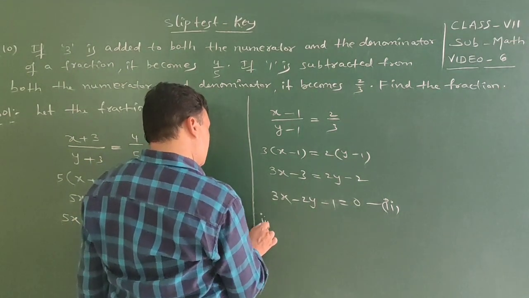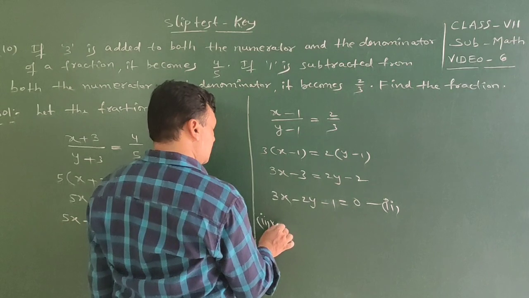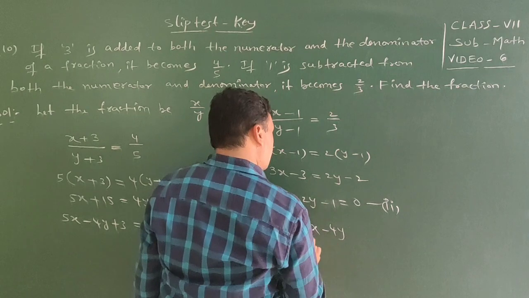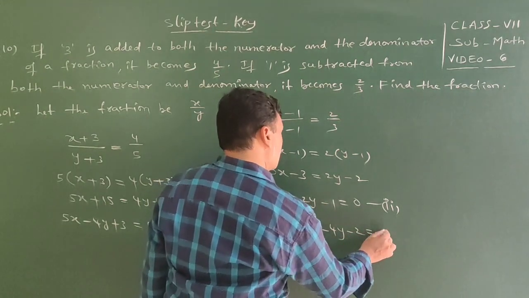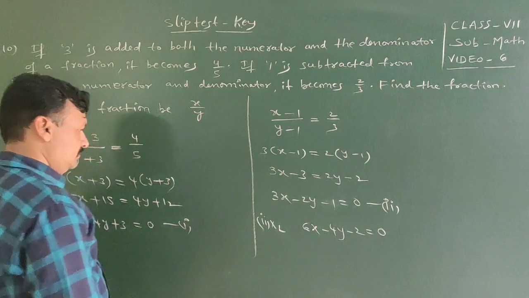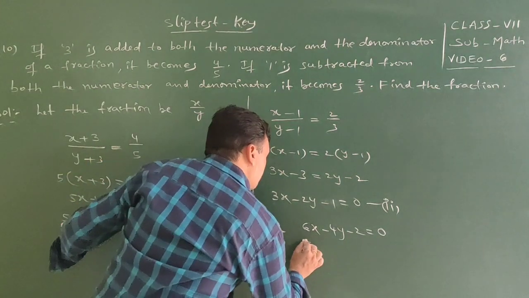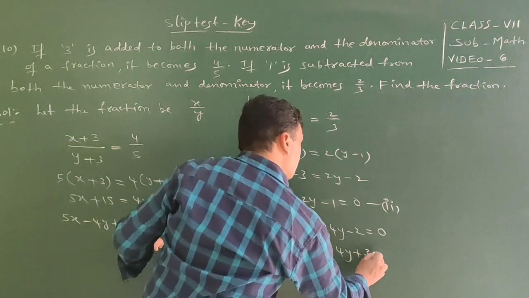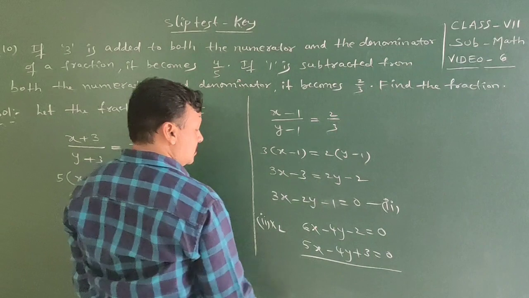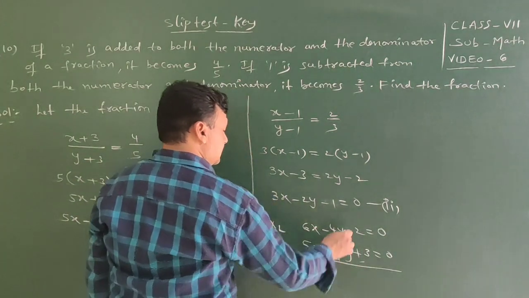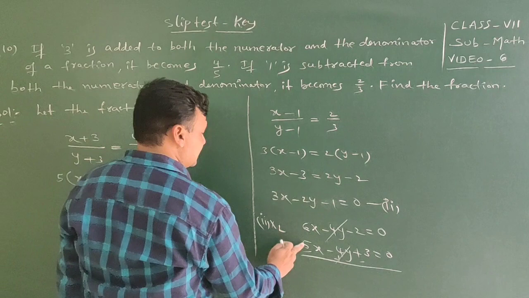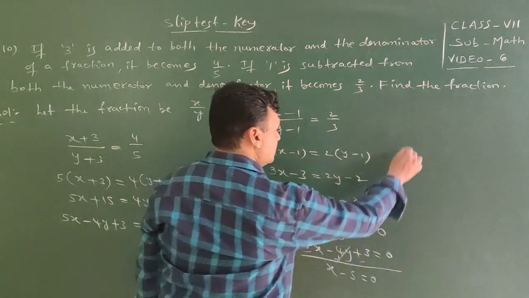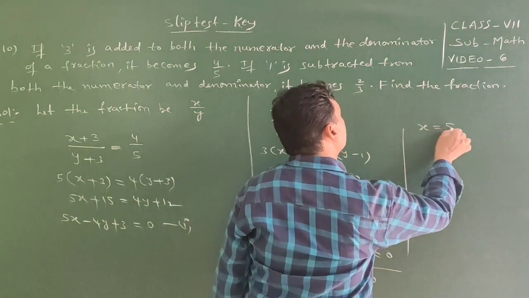If the equation 2 multiplied with 2, then it becomes 6x minus 4y plus 2 equal to 0. We have 5x minus 4y plus 3 equal to 0. If you subtract, 4y get cancelled, 6x minus 5x equal to x, 2 minus 3 equal to minus 1, so x minus 1 equal to 0, and x equal to 1.